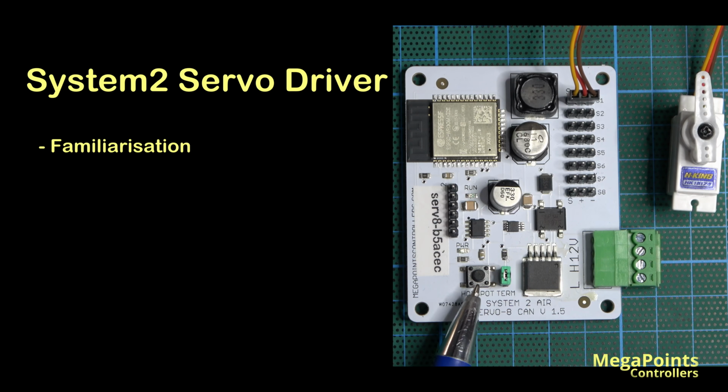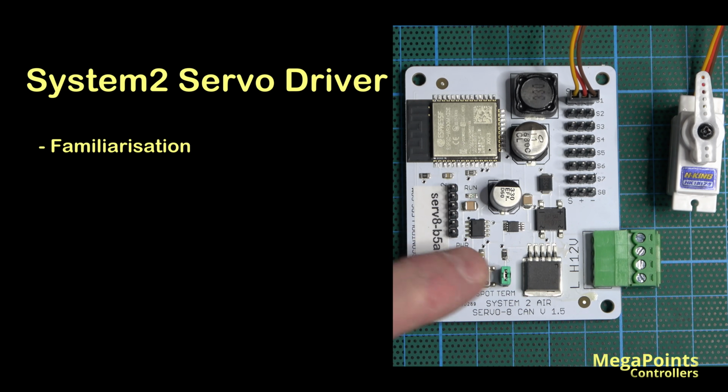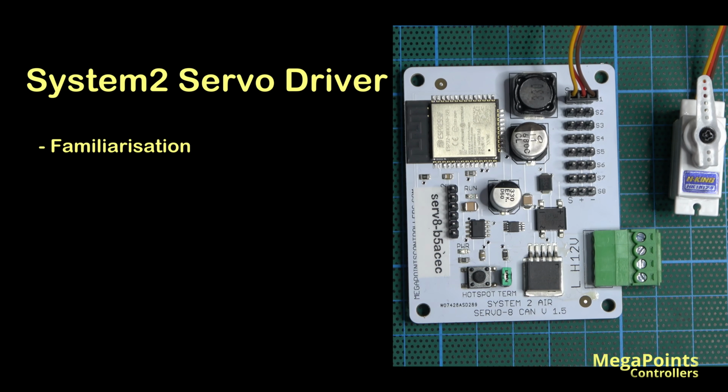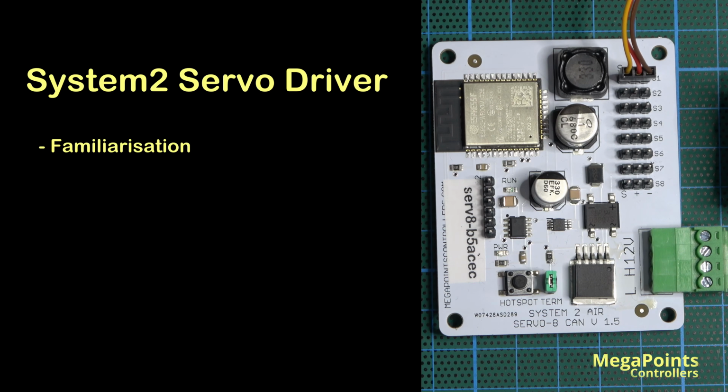There's only one button on this board here, and it's for the hotspot. So you press it and it starts the hotspot. That's covered in a separate video as it's generic to all System 2 boards. The last thing to note on the board is the processor chip here and Wi-Fi antenna. You probably want to keep the Wi-Fi antenna clear of other objects, cables and things like that. But it shouldn't be too critical, as you won't be using it except for configuring the device.